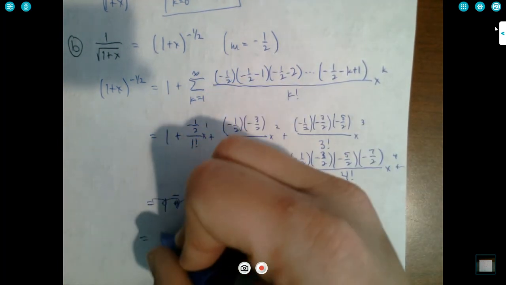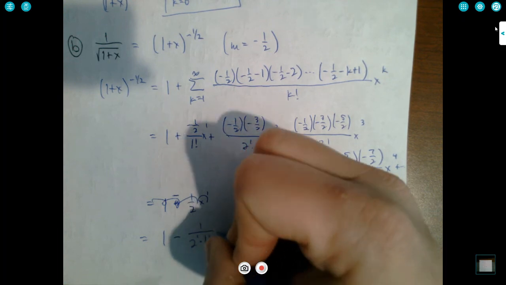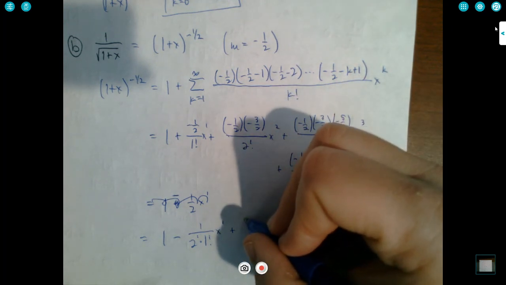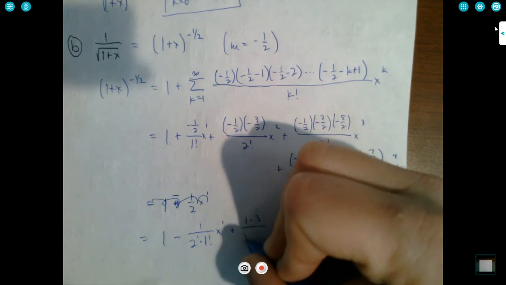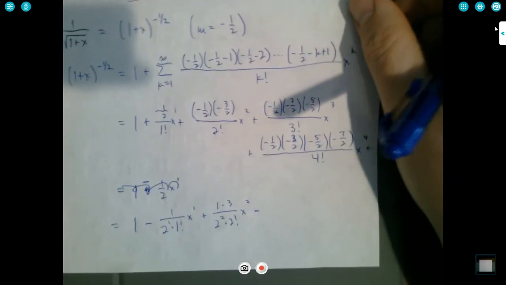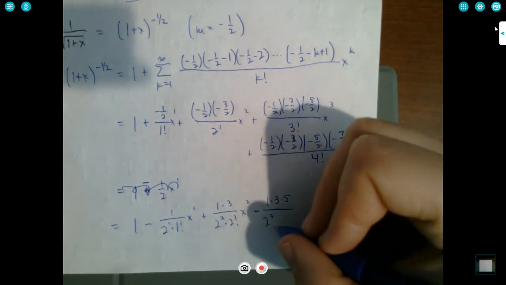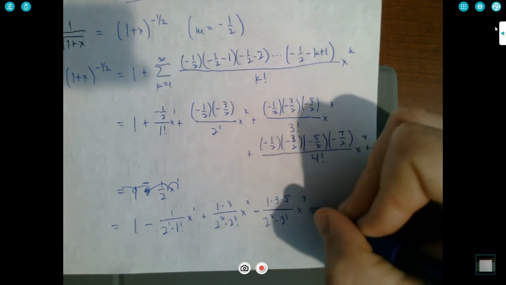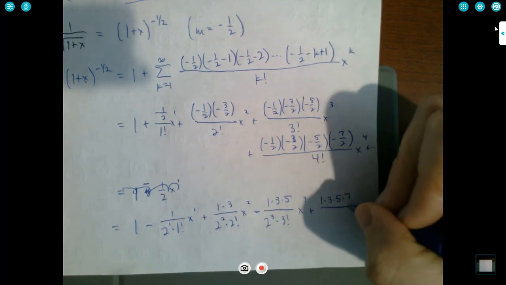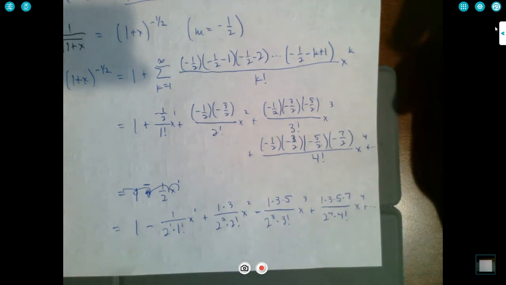Okay, here's what I can do. I can call this 1 minus 1 over 2 to the first times 1 factorial x to the first, plus 1 times 3 over 2 squared times 2 factorial x squared, minus 1 times 3 times 5 over 2 cubed times 3 factorial x cubed, plus 1 times 3 times 5 times 7 over 2 to the 4th times 4 factorial x to the 4th, and so forth.